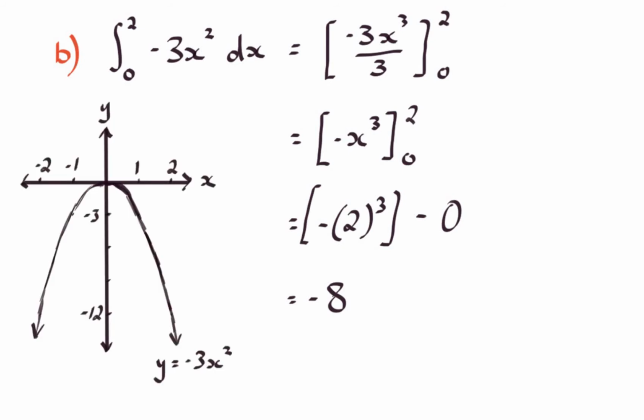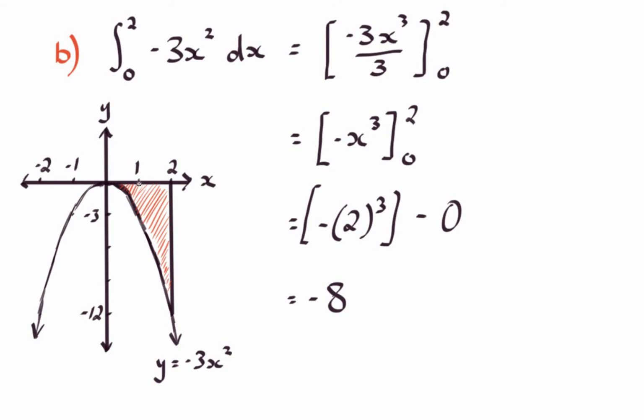Negative 3x squared is just an upside down parabola. It's got its vertex at the origin, and compared to our stock standard parabola, it's stretched by a factor of 3. And we are after this area here. That is the area between the curve, the x-axis, and x equals 0 and x equals 2.